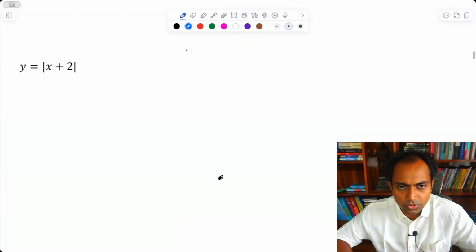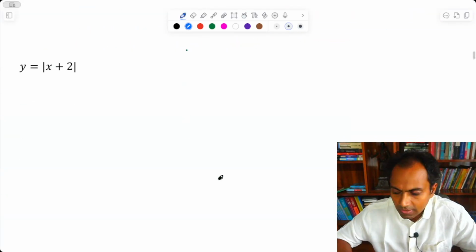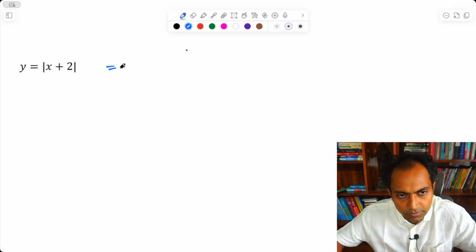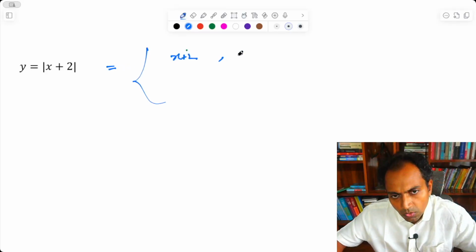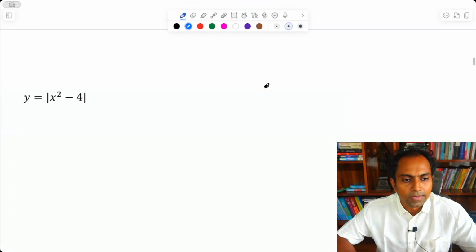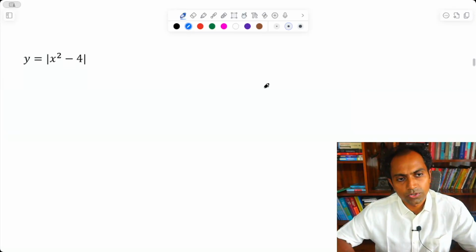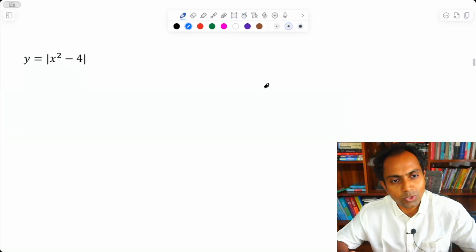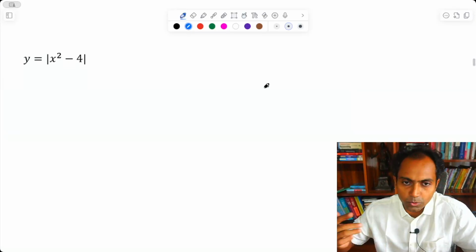This is another question. I hope you will be able to try it. The answer of this question ultimately comes out to be x plus 2 when x is greater than or equal to minus 2, and minus of x plus 2 when x is smaller than minus 2. Now, if I take a little bit more complicated question, all that will happen is I will have to solve a difficult inequality, but largely the process remains the same.